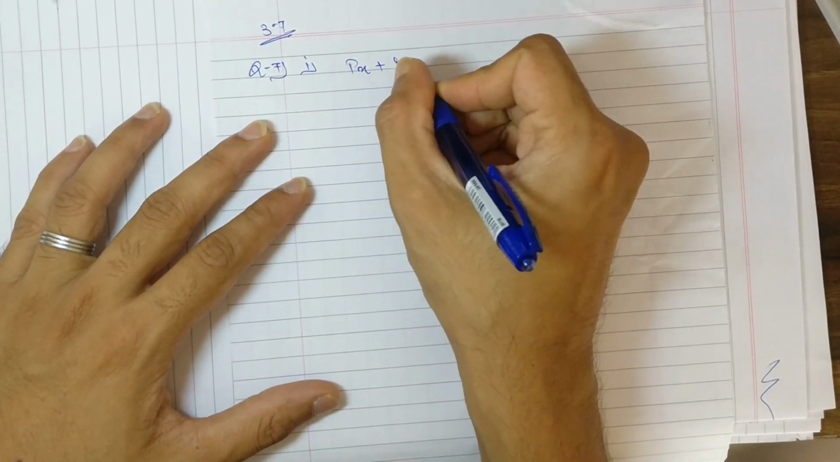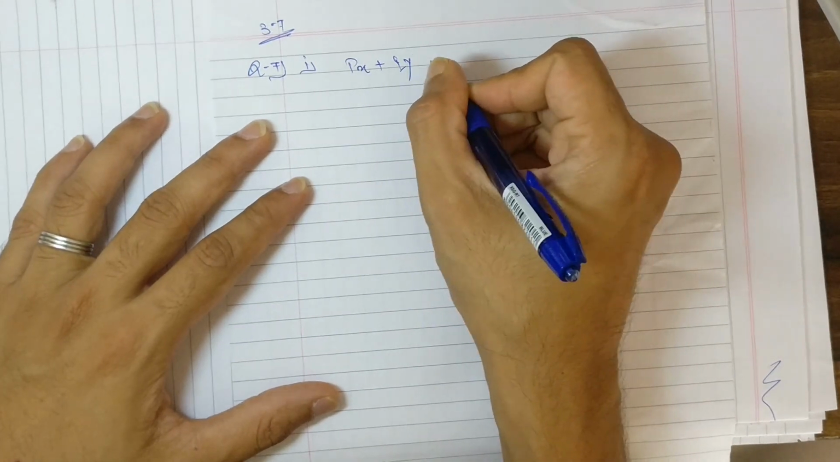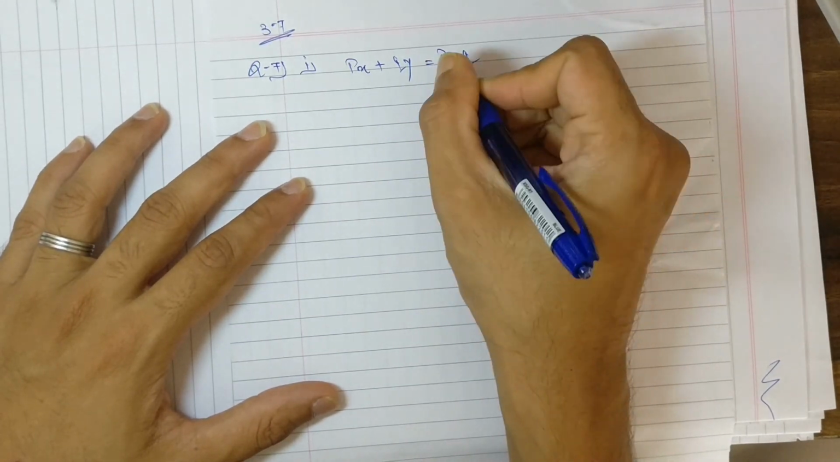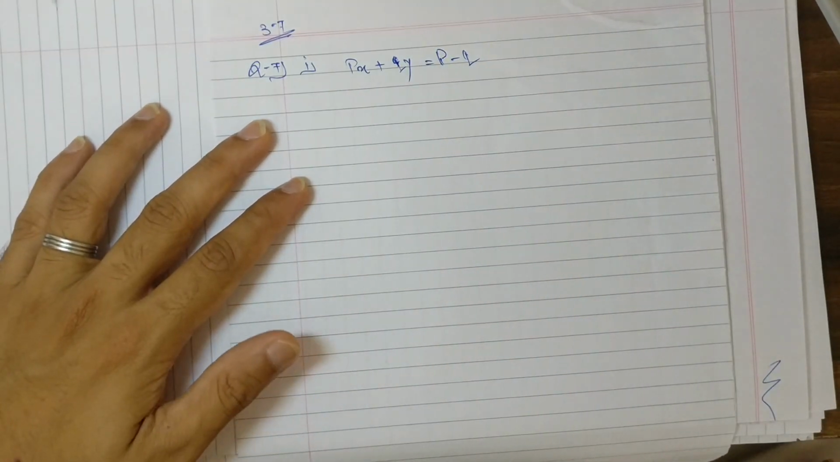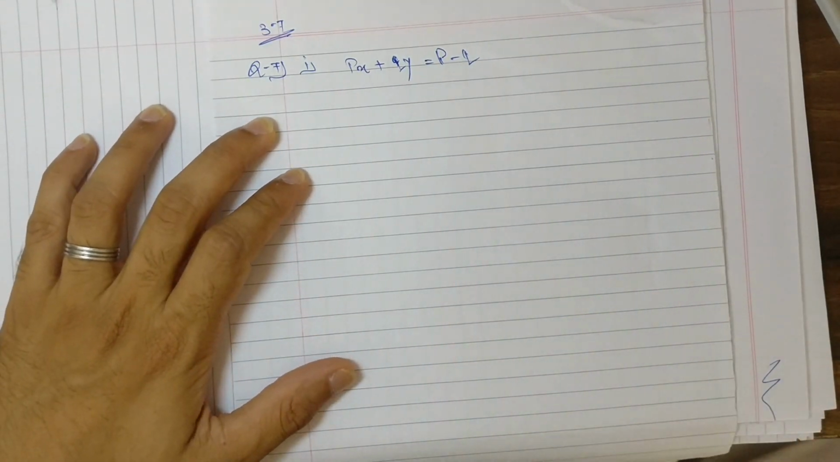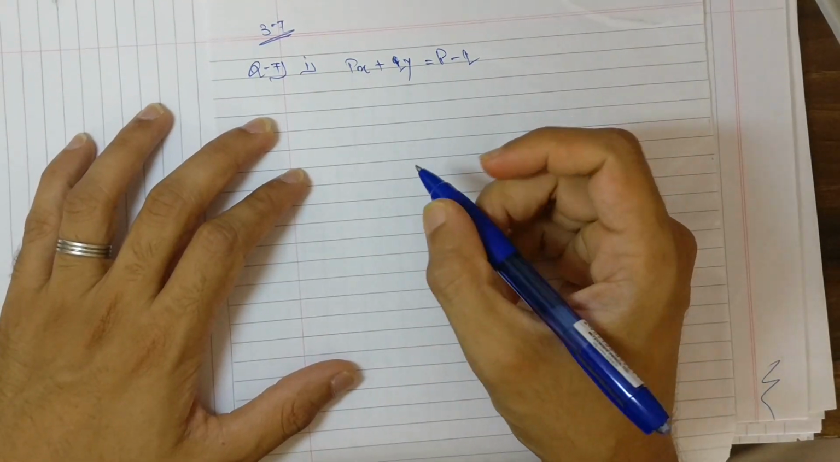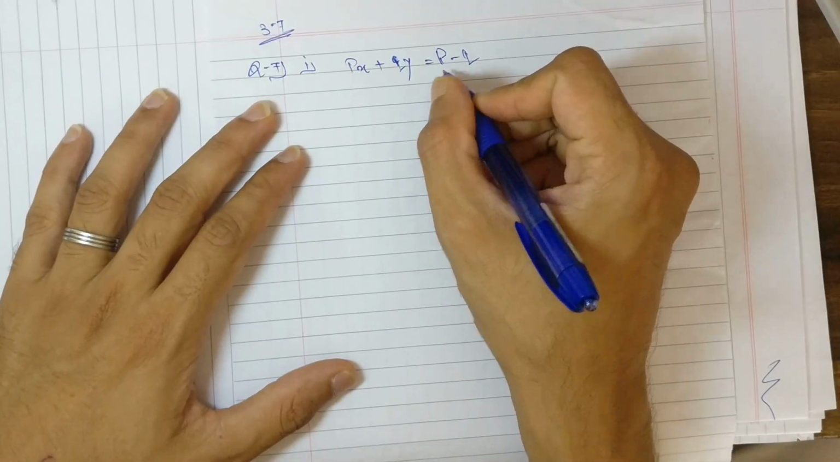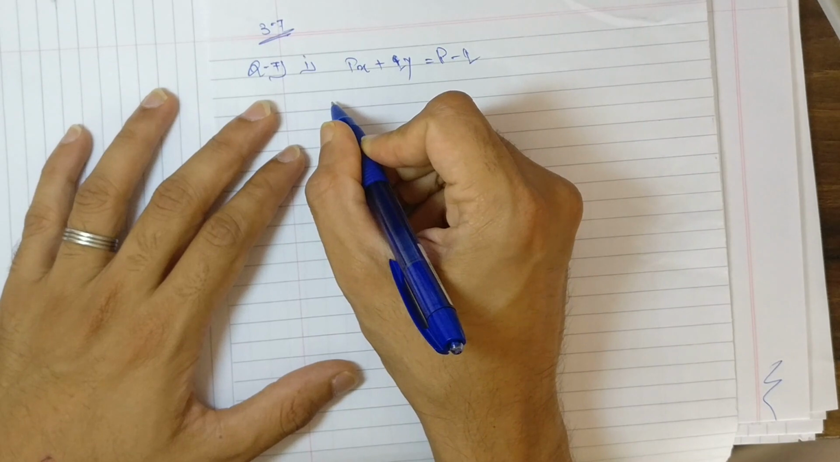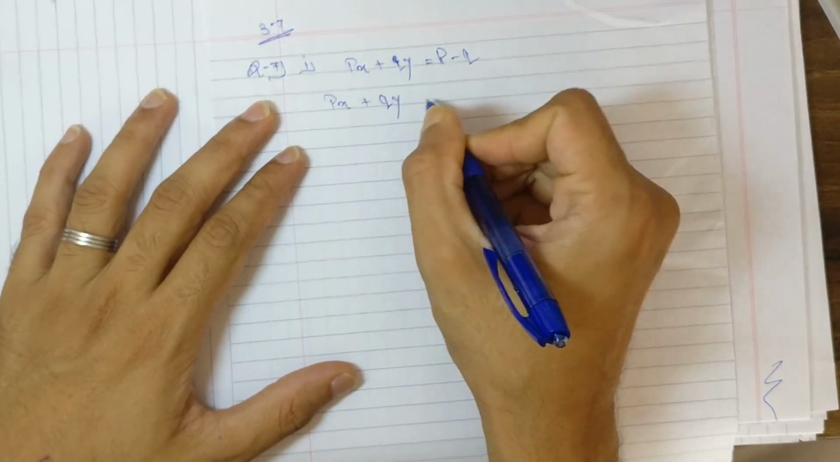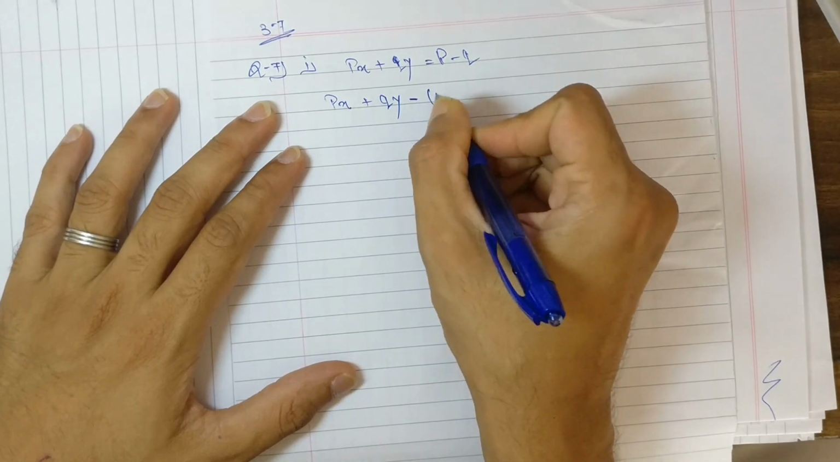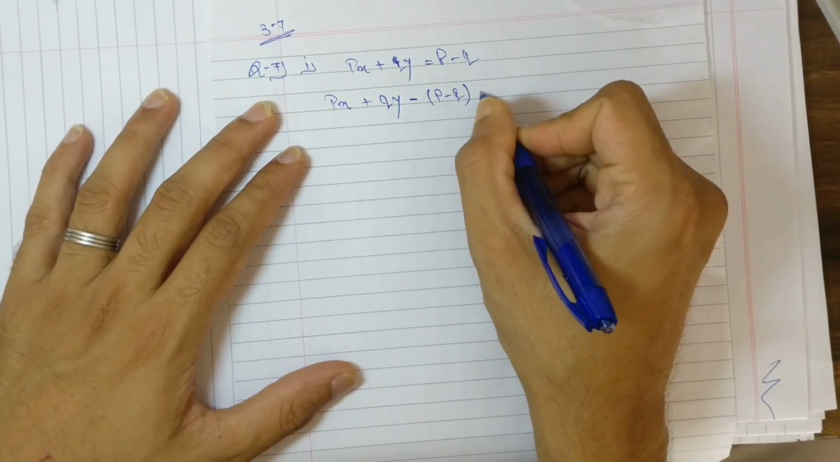px plus qy is equal to p minus q. I can always take up challenges, but it is your time to take the challenge. I can just help you out if you're not getting something. So this will be expressed in standard form as px plus qy minus of p minus q is equal to 0.